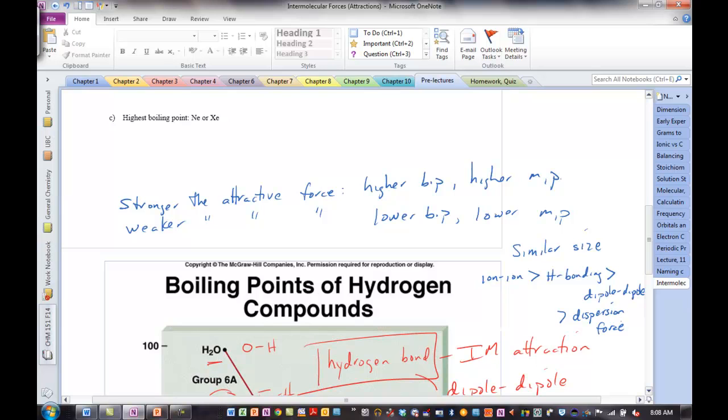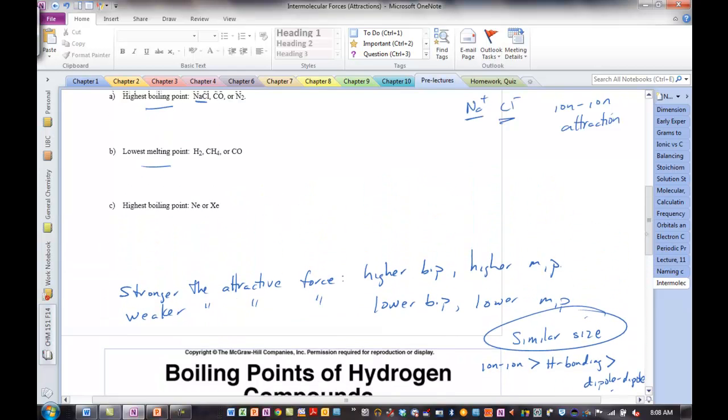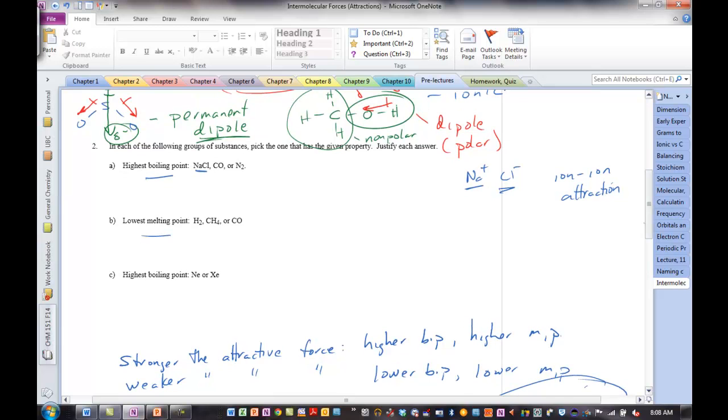Okay? So this is strongest to weakest. Ionic attraction, ion-ion, the strongest. Hydrogen bonding is a particularly strong dipole-dipole attraction. So that's stronger than your general dipole-dipole attraction, your general polar molecule. And then if it's nonpolar, just dispersion force, that is the weakest. Again, comparing things of similar size. So again, we have to figure out polarity to predict this.